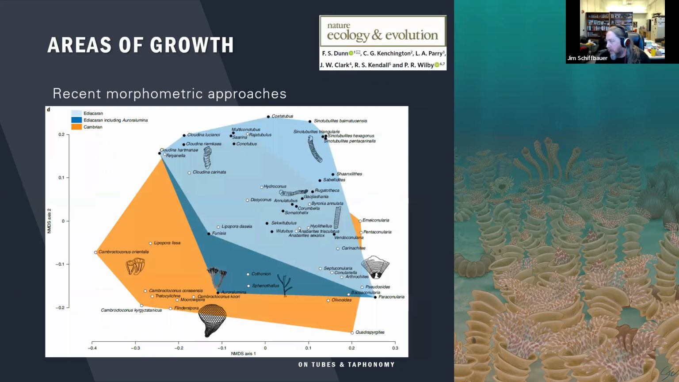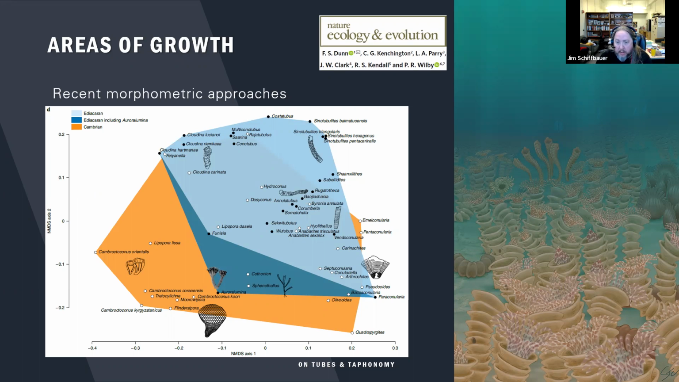We additionally have seen Frankie Dunn's work not long ago in Nature when they were describing Aurora Lumina. This was a really cool paper that included some discussion on some of these tubular forms at the end of the Ediacaran, and indeed included a morphometric approach as well. And you can see that here, highlighted in the light blue are the Ediacaran forms, highlighted in the orange are the Cambrian forms. And this is an attempt to try to figure out where these things are plotting in three-dimensional morphospace.